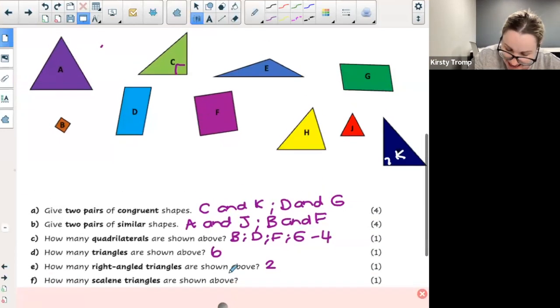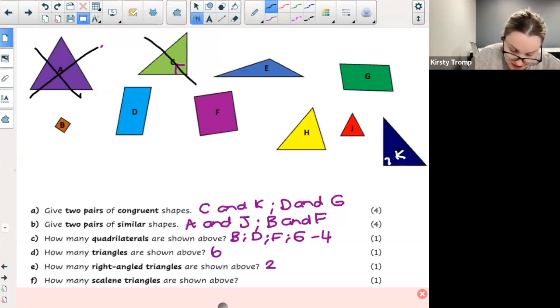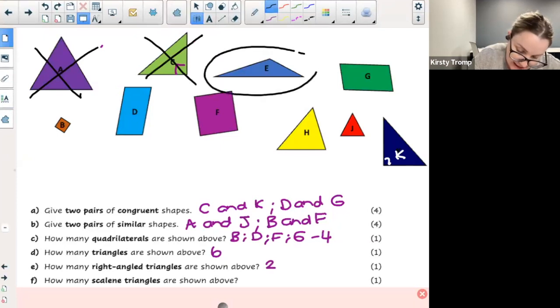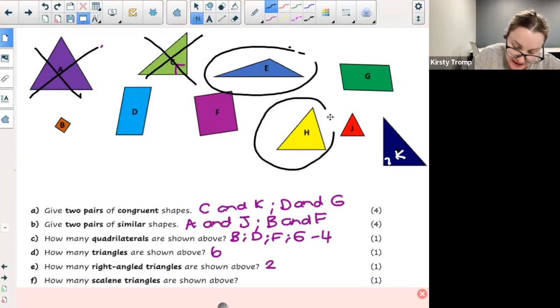How many scalene triangles are there above? So what does scalene mean? It means that all the sides are different lengths. I'm going to count them off for you. That's definitely not a scalene. That looks like an equilateral. This triangle looks like an isosceles. Would E be a scalene? I would say E is kind of like a scalene. Would H be a scalene? I would agree and say H looks like a scalene. J is definitely not, and K also definitely not. So I'm going to say 2.